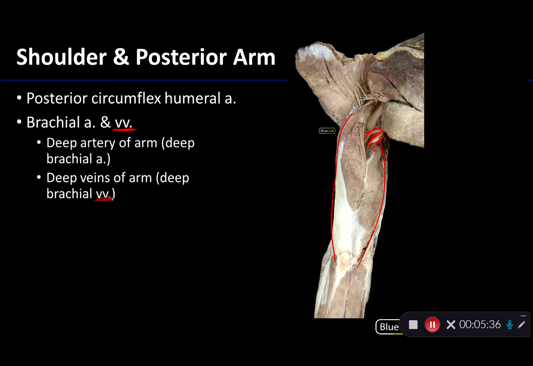There are also deep veins of the arm. It's very common for arteries to have accompanying veins. So a single accompanying vein is known as a vena comitans. If there are multiple accompanying veins, which are very common, especially in these upper limb arteries, we call them venae comitantes. So these venae comitantes, or accompanying veins, are making good use of the pulsatile nature of the arteries to help apply pressure to themselves for the return of blood back through to the heart.